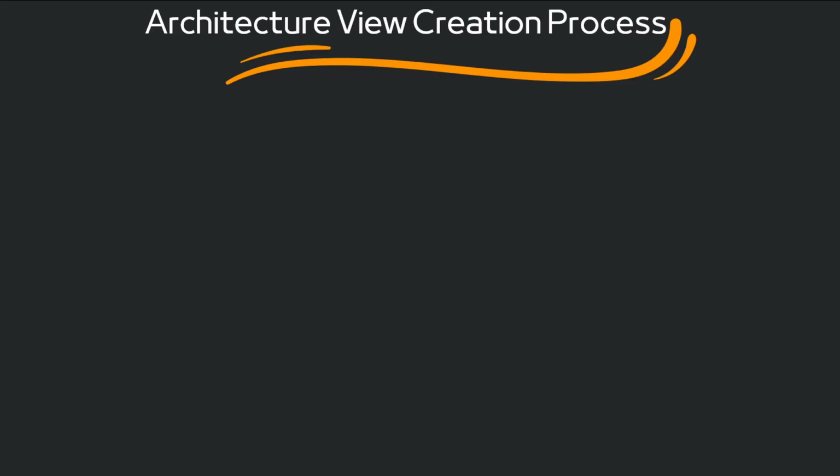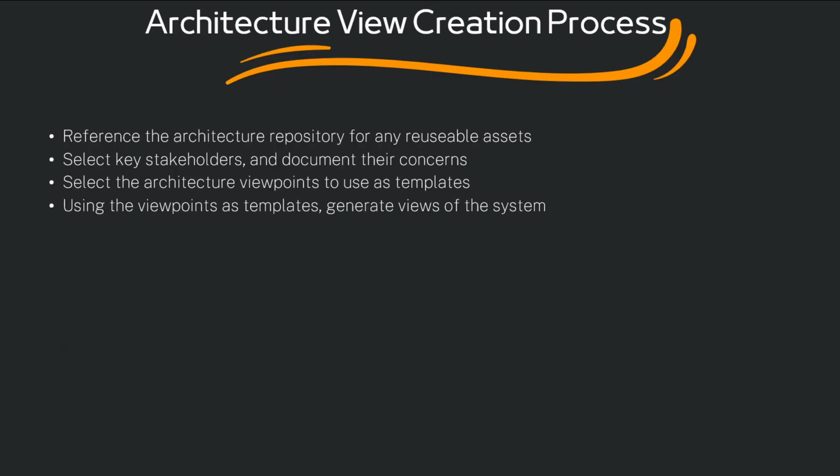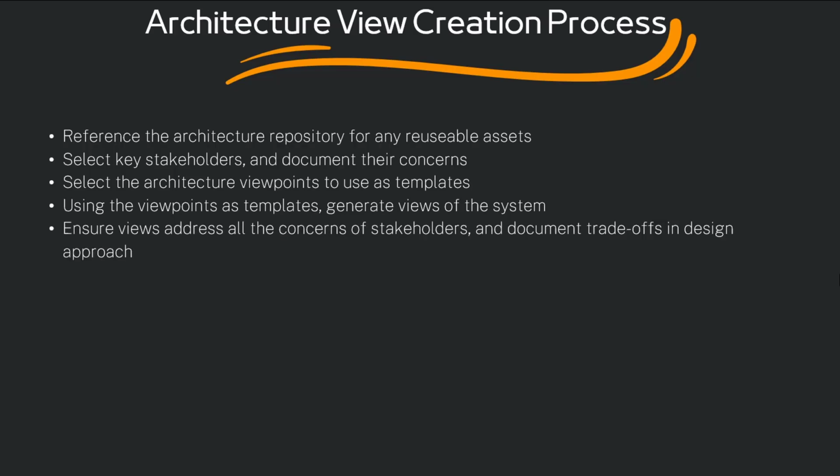The architecture view creation process is as follows. We start out by first referencing the architecture repository for anything that we can use. Then we select key stakeholders, interview them, and document their concerns. We select the architecture viewpoint that best meets those needs and use it as a template. Using the viewpoint as a template, we then generate a view of the system. We have to make sure that the view addresses all the concerns of the stakeholders and document any trade-offs in the design approach.